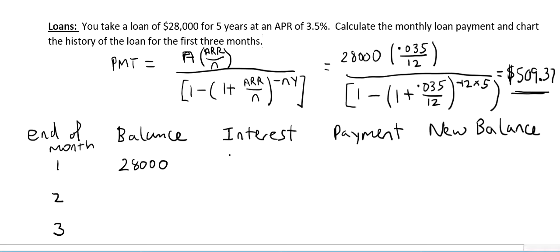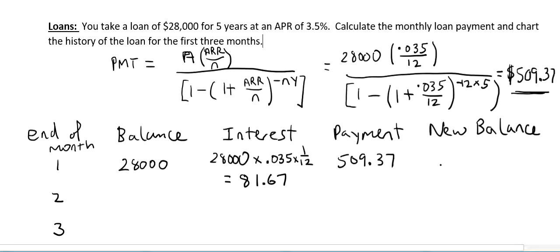So initially the interest, even though this is a complex formula, the interest is always calculated using a simple interest formula. So the interest after 1 month on this loan is $28,000 times 0.035 times 1/12. And that works out to be, if you calculate that out, 81.67. So it's 81.67 in the first month. That's how much interest there is.